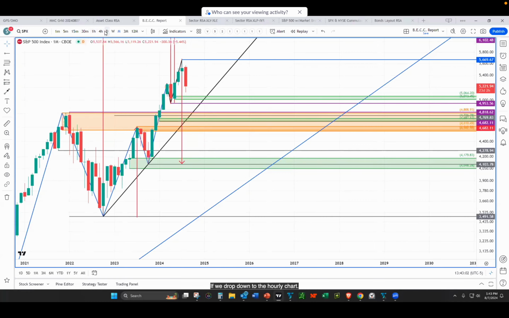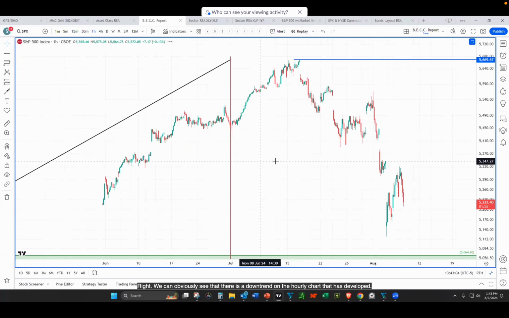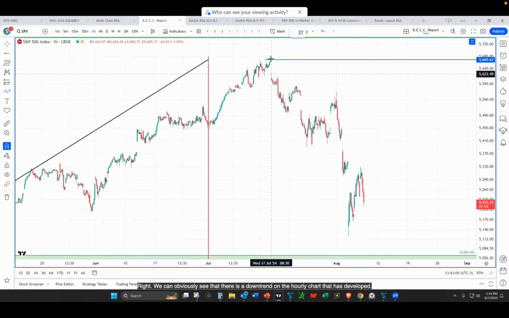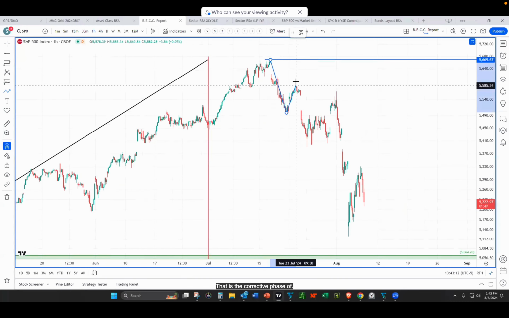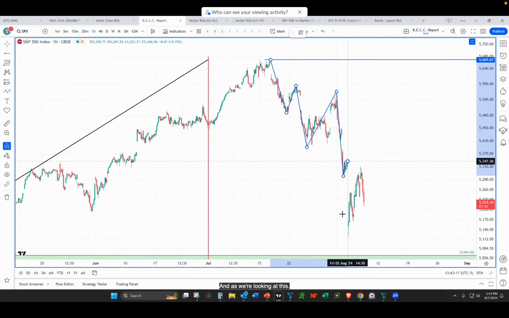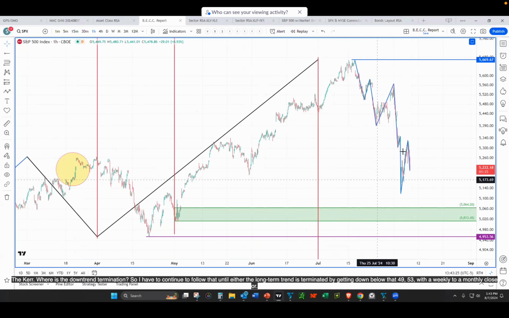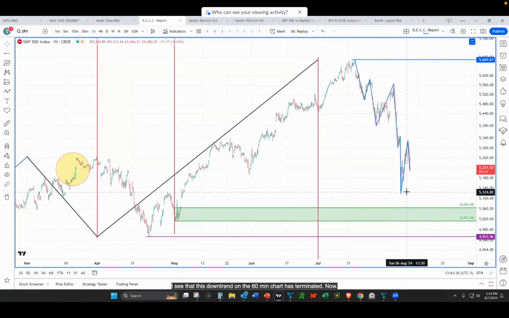Now, if we drop down to the hourly chart, we can obviously see that there is a downtrend on the hourly chart that has developed. That is the corrective phase of the monthly uptrend right now. And as we're looking at this, what I have to determine is, again, where would that reversal occur? Where is the downtrend termination? So I have to continue to follow that until either the long-term trend is terminated by getting down below that 49.53 with a weekly to a monthly close, or I see that this downtrend on the 60-minute chart has terminated.